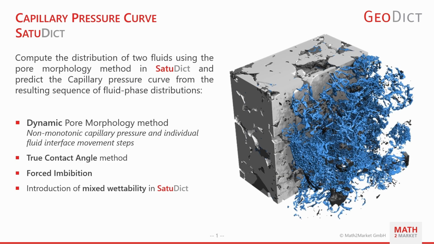In GeoDict 2023, we enable you to compute two-phase flow using the module ZatoDict. While we introduced the dynamic pore morphology method with GeoDict 2021, we developed the true contact angle method for GeoDict 2022, which extends the two-phase flow capabilities to the entire contact angle range from 0 to 180. In GeoDict 2023, we enable the user to consider mixed wettability and perform forced imbibition simulation directly in the ZatoDict graphical user interface, which was not possible before, but just using a GeoApp.